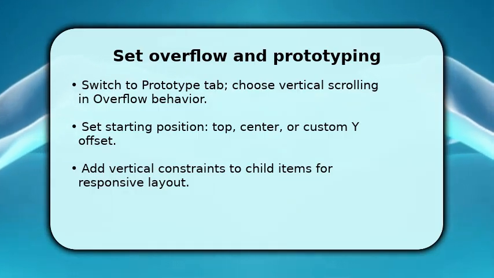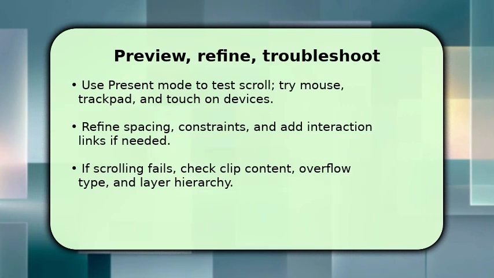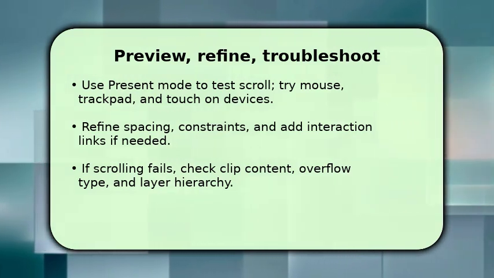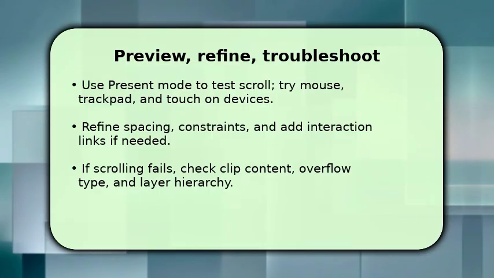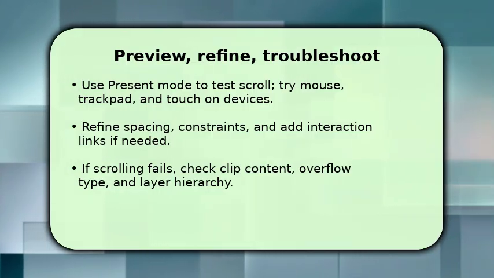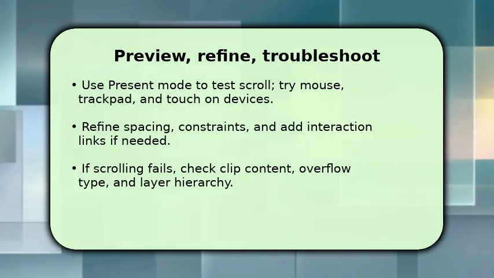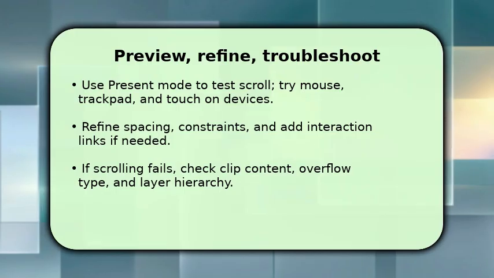Finally, preview your work in present mode and test scrolling with different inputs: mouse wheel, trackpad, and touch if available. If the motion feels jumpy, refine spacing between elements and confirm constraints so items don't shift unexpectedly. You can also add prototype links for nested scrolling interactions.